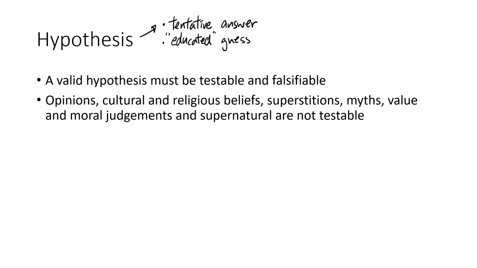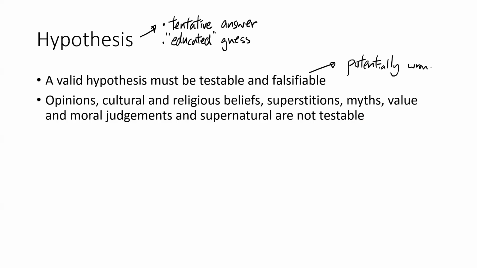For a hypothesis to be valid, for it to be acceptable, it needs to follow two criteria. Number one, it must be testable. It means you should be able to run an experiment to check it. If you can't do an experiment to test it, then it's not a good hypothesis. Number two, it must be falsifiable. And falsifiable means it is potentially wrong.